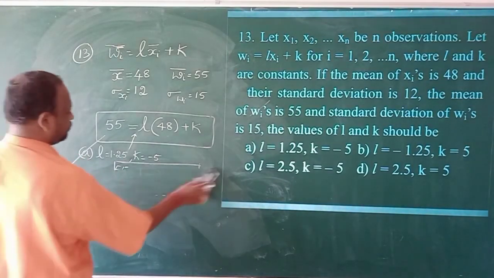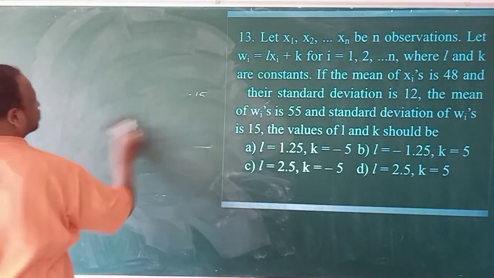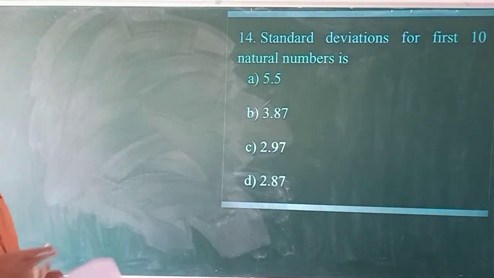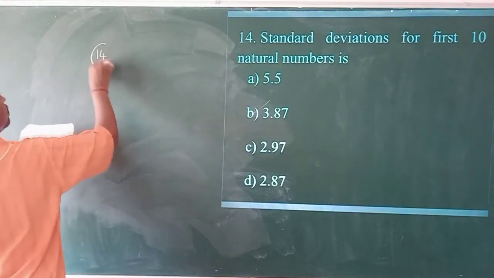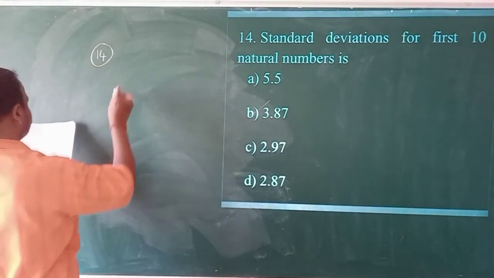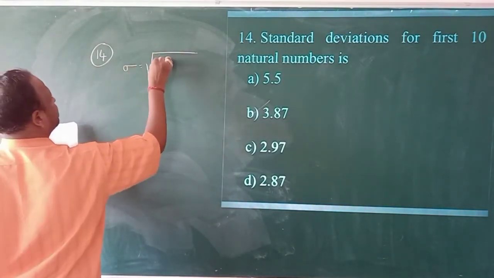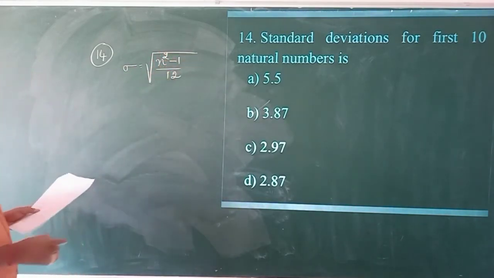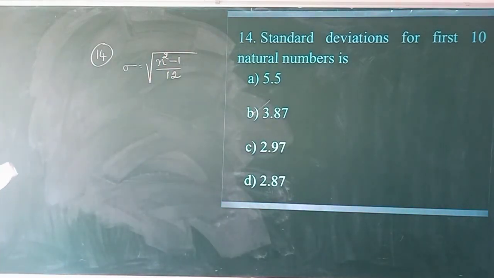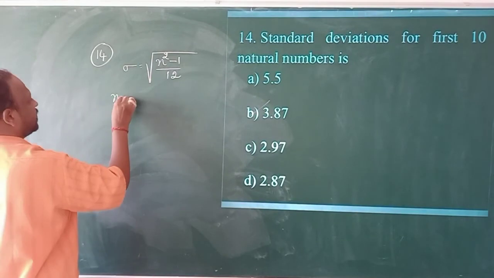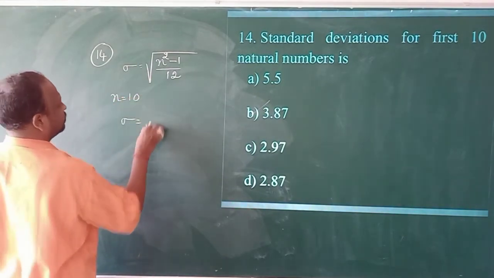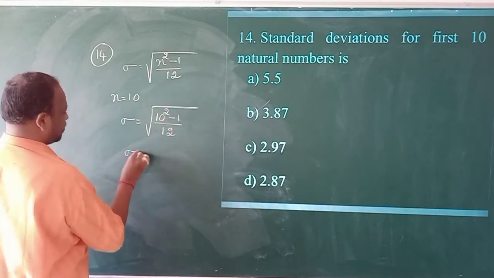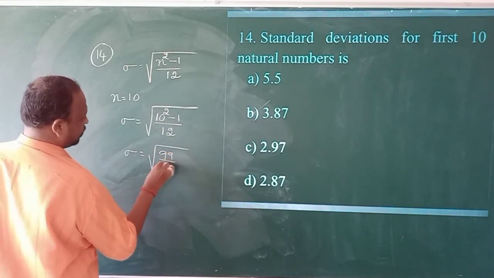We'll go for the next one. Standard deviation of the first 10 natural numbers. The standard deviation of natural numbers is given by the square root of n square minus 1 divided by 12. So here n is equal to 10. Substitute in this: 10 square minus 1 divided by 12. Sigma is equal to 99 by 12.